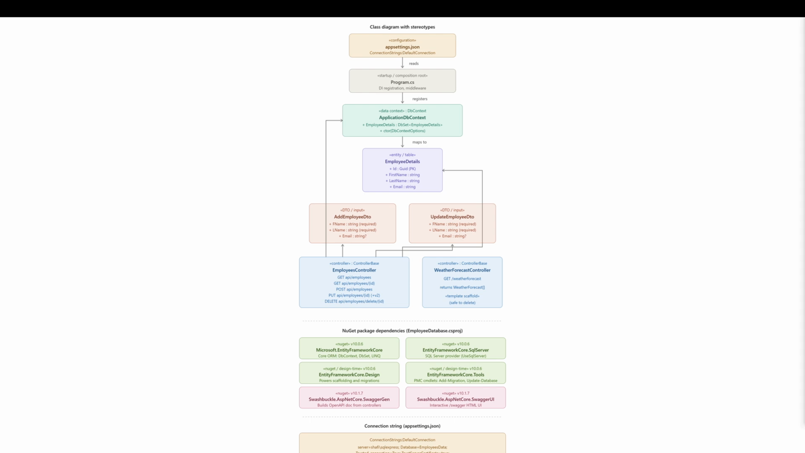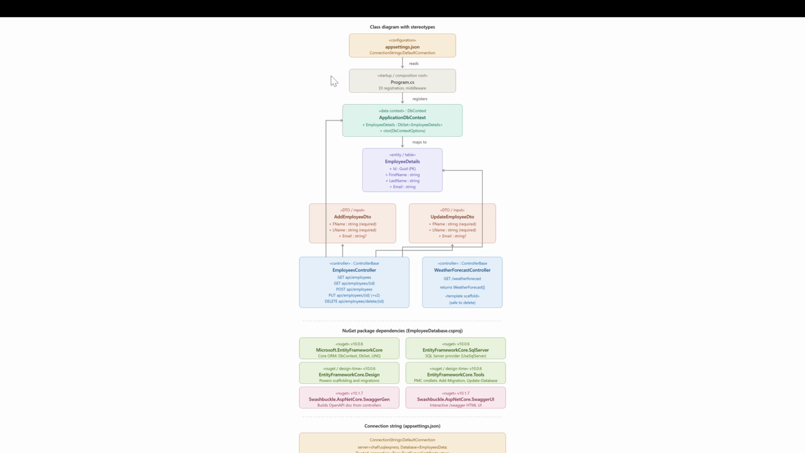As you can see on the screen, this is the diagram. This is a class diagram with the stereotypes for the project I will be demonstrating in this video. At the top is a configuration file, appsettings.json. So I'm going to set the database SQL Server connections to create the database in this file.